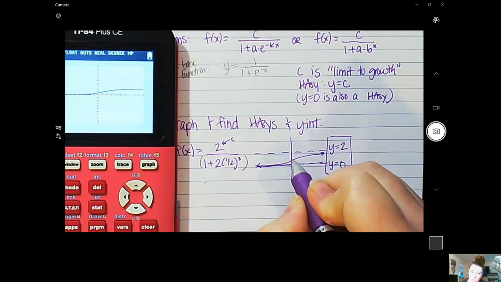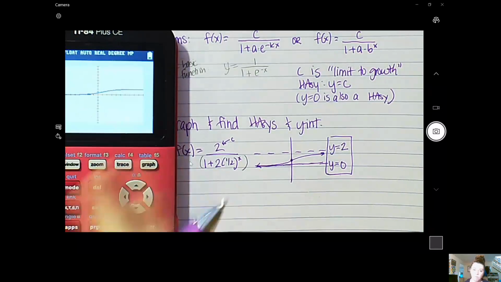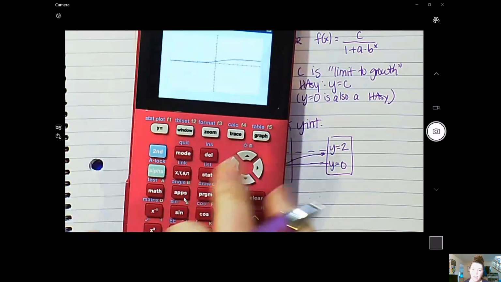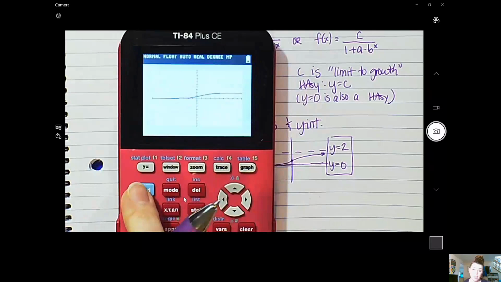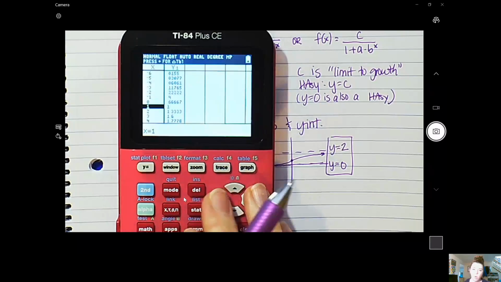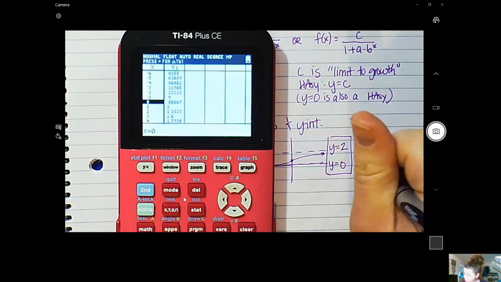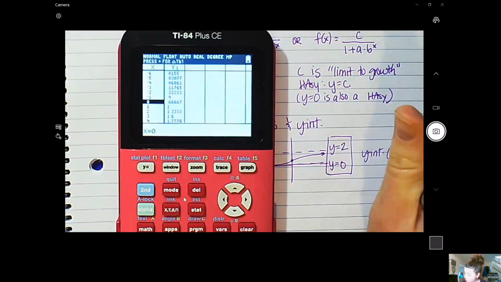Now let's find the y-intercept. There are 2 different ways to find the y-intercept. One of them is just to make your calculator do it. The easiest way is to look at the table, and then when x is 0, what is y? So I can see that it's 2/3. The y-intercept is (0, 2/3).